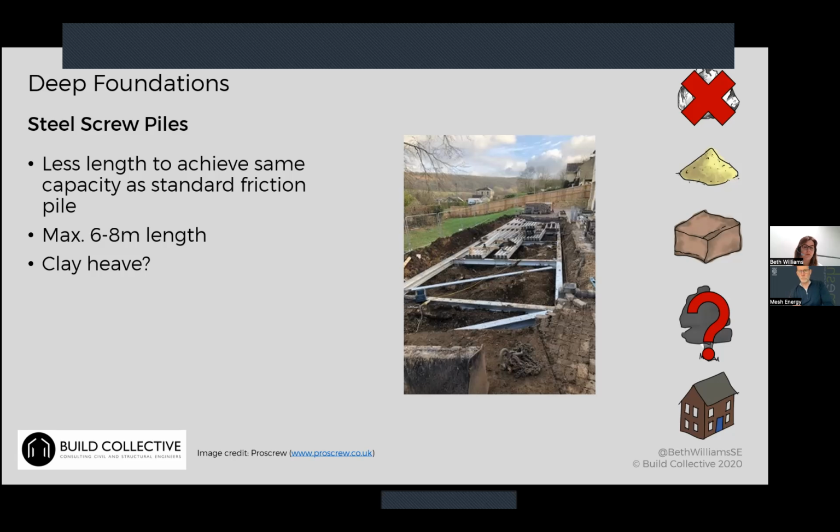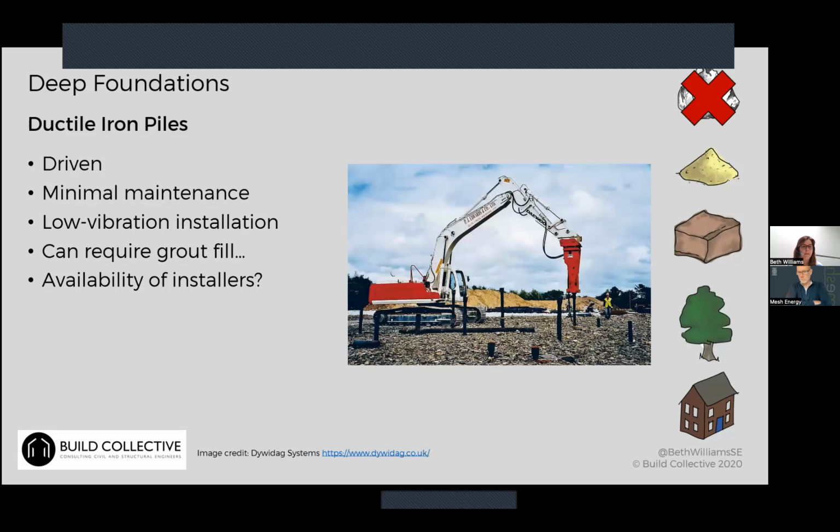There's quite a few manufacturers available nowadays. If you're wanting something for a house type of project, look for manufacturers where they've been used on railways and highways projects, because they'll have the better capacities. And yeah, so that's the screw piles.